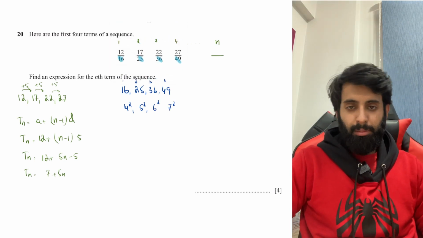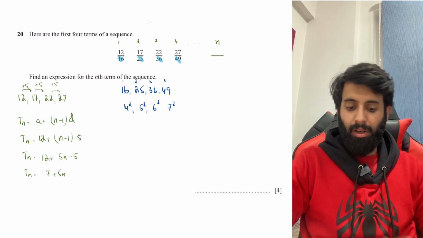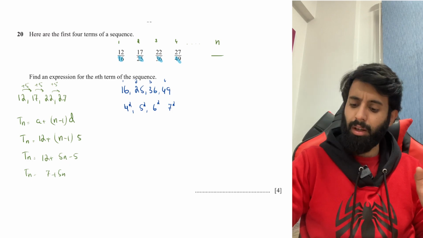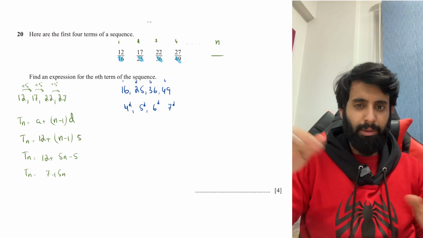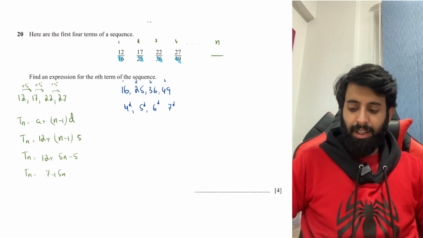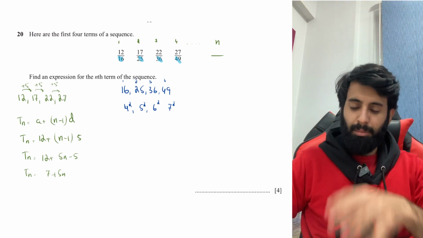While you can use the formula of a quadratic sequence over here, it's going to work wonderfully. But I would rather avoid that, because there's a hack, you can say. Not exactly a hack. You just need to be able to pick up that pattern.